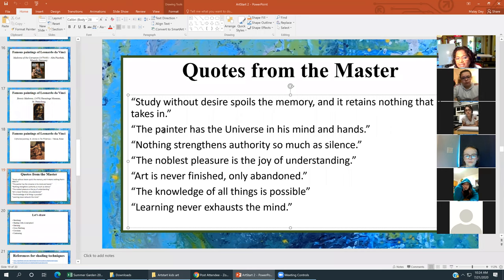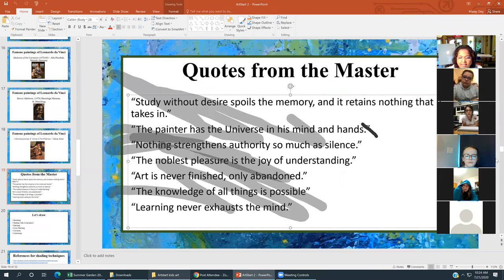So the painter, this is one of his quotes: the painter has the universe in his mind and hands. And nothing strengthens authority so much as silence.